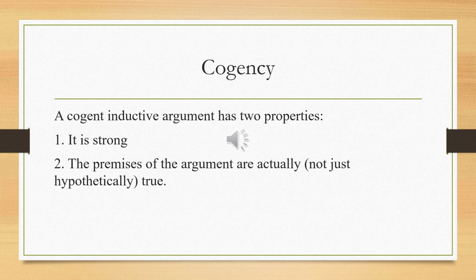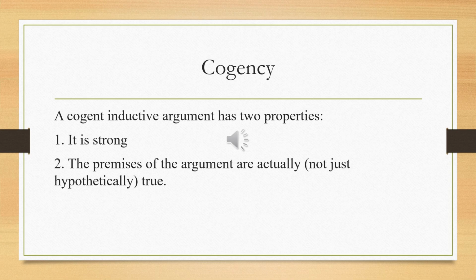I think you'll be happy to know that the idea of cogency does not require us to learn anything new. It's actually a pretty simple property. Here's what it means. An inductive argument is cogent when, first of all, it is strong. This is what I said earlier. Strength is a minimal condition. So once the argument is strong, then we go on to the second question, which is, are the premises of the argument actually true? Are they facts?